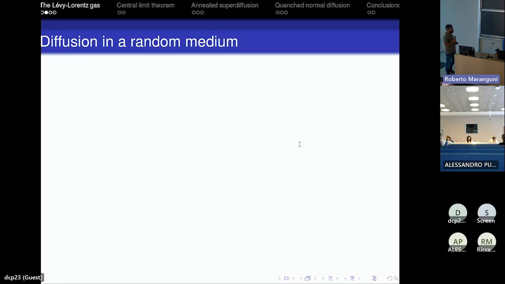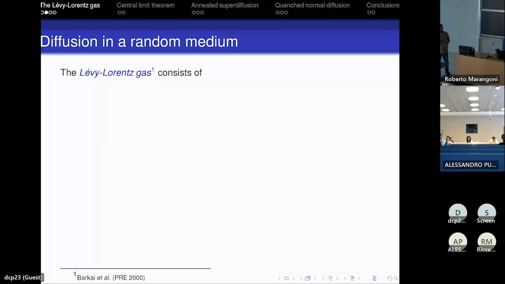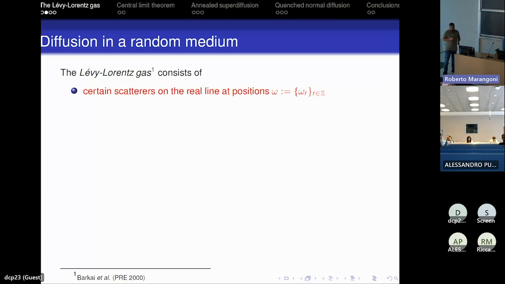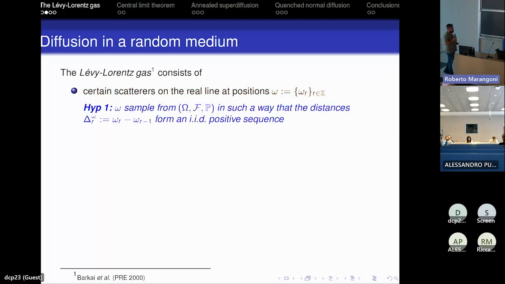So the model. This is a model for diffusion in random medium. The model was introduced in 2000 by Barkai and collaborators and consists of certain scatterers, obstacles, on the real line placed at positions omega. The first main hypothesis of the model is that distances between consecutive obstacles form a sequence of positive IID random variables.